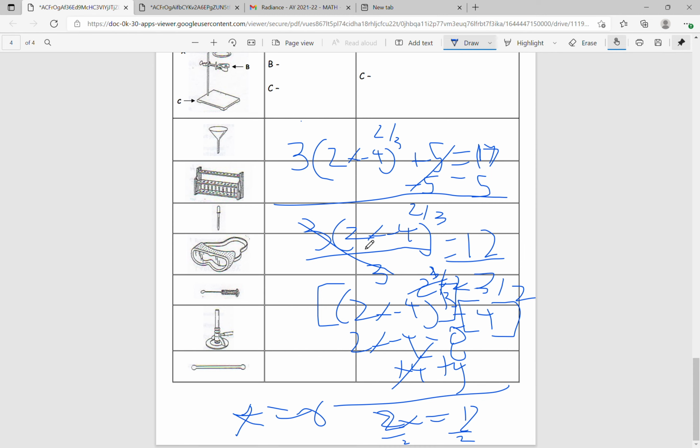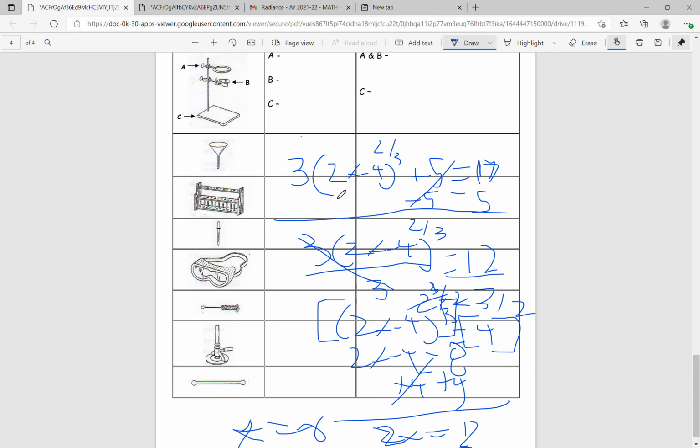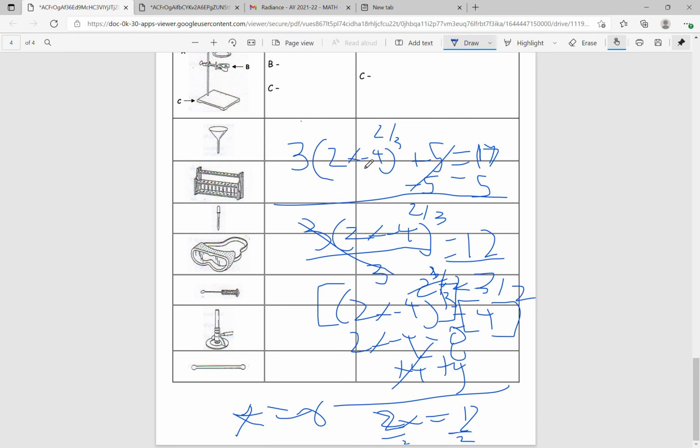And you can plug it in. If you plug in x equals 6, 2 times 6 is 12, minus 4 is 8. The cube root of 8 is 2. 2 to the 4th, 2 squared is 4. 4 times 3 is 12. 12 plus 5 is equal to 17. So x is definitely equal to 6.